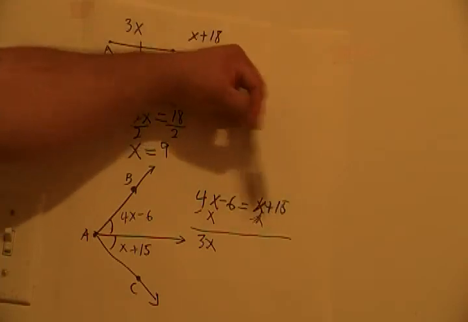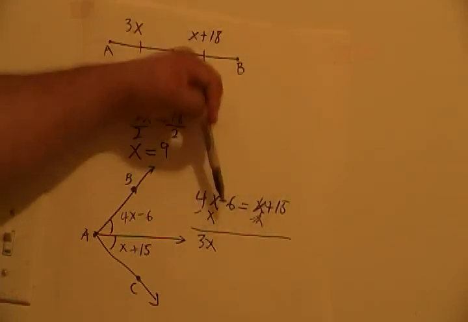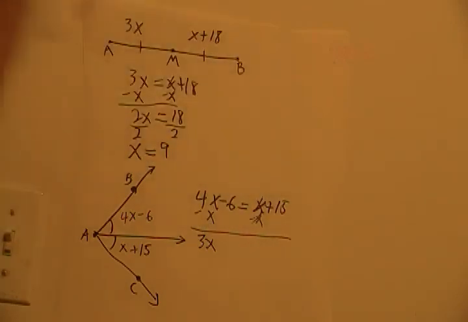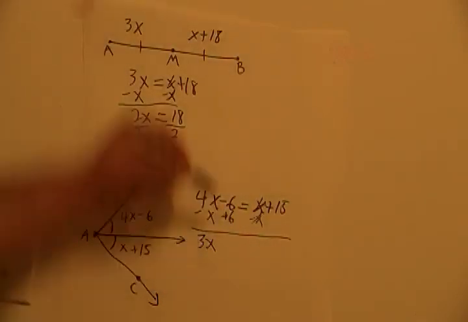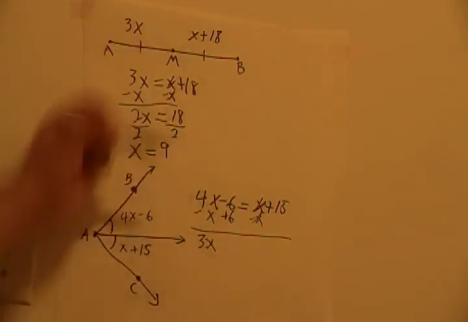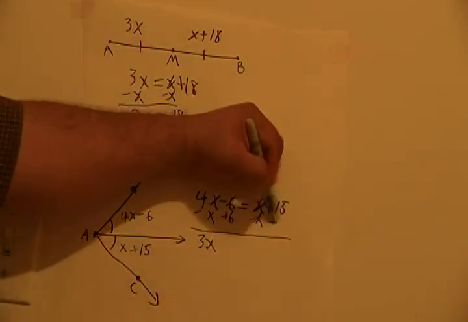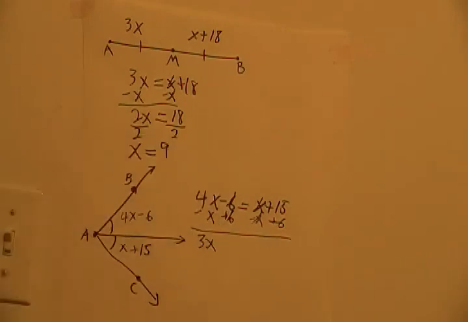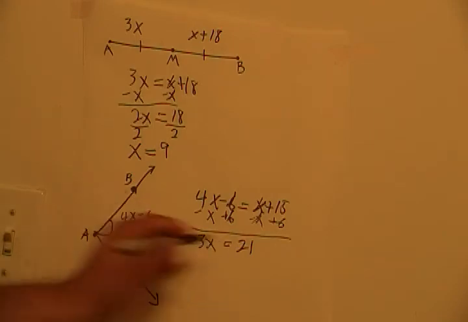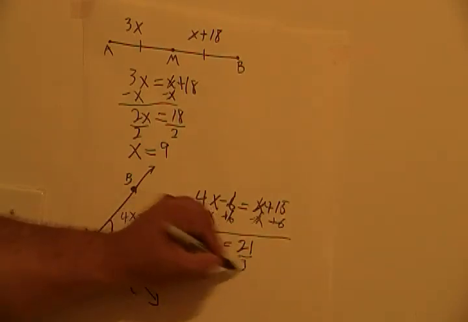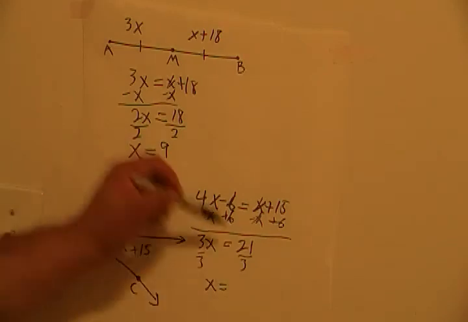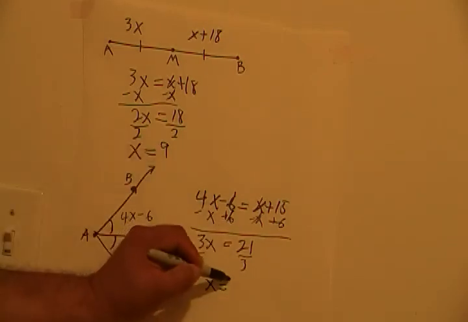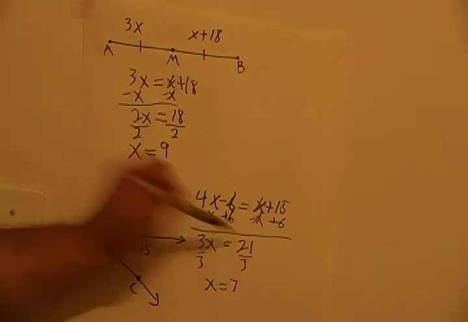Now we're going to bring this number to the right hand side, because remember we want to isolate each side: variable on the left hand side, numbers on the right hand side. So we add 6 to both sides, because that's a negative 6, so we do the opposite. The 6 cancels. 15 plus 6 would be 21. Now we divide both sides by 3. x is equal to 21 divided by 3, which is 7, because 7 times 3 equals 21.